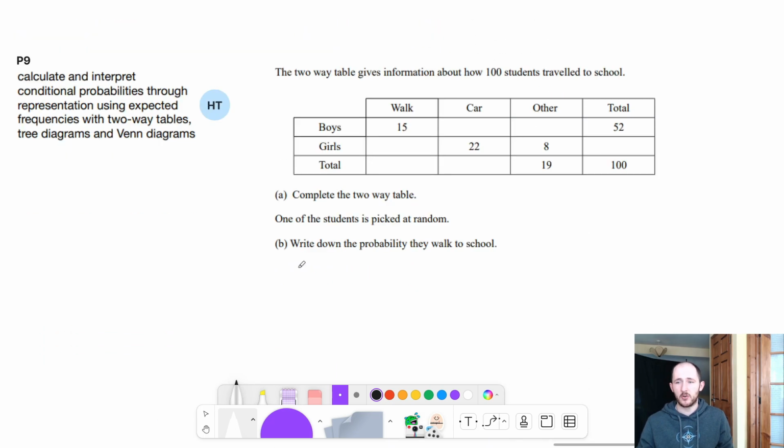Calculate and interpret conditional probabilities using two-way tables. So two-way tables look like this. So we need to be able to work out what these gaps are. So completing it is quite interesting. So this total here shows me that 52 plus something gives me 100, so that must be 48. Now everything along this length should also add up to 48. So 22 plus 8 is 30, so that means this must be 18.